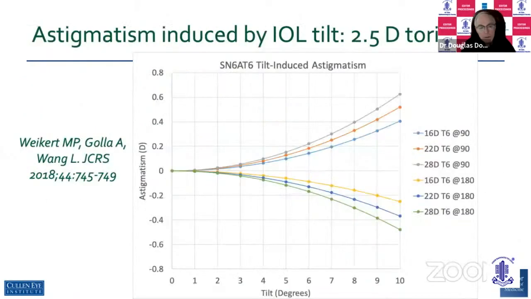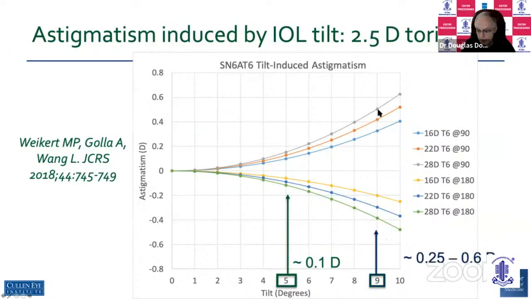Well, what's the impact of this? Well, if you have a small amount of tilt of 5 degrees, it really doesn't induce much astigmatism. This is induced astigmatism from IOL tilt, in this case of a toric IOL. And you can see it's less than 0.2 of a diopter, but it is still some. But if you have one of these eyes that has a higher amount of tilt, let's say 9 degrees, you can get induced astigmatism of up to 0.6 diopters.